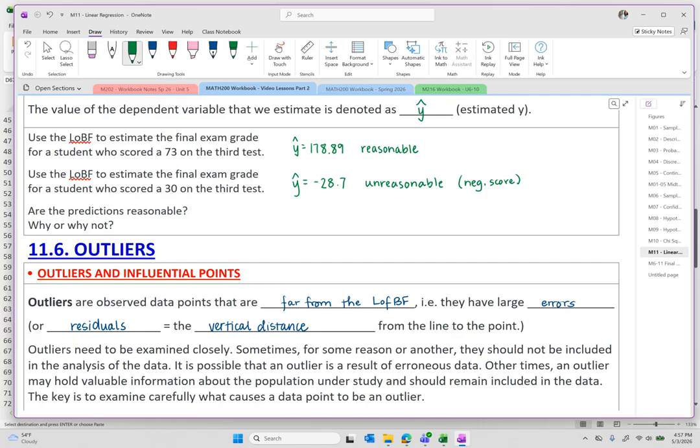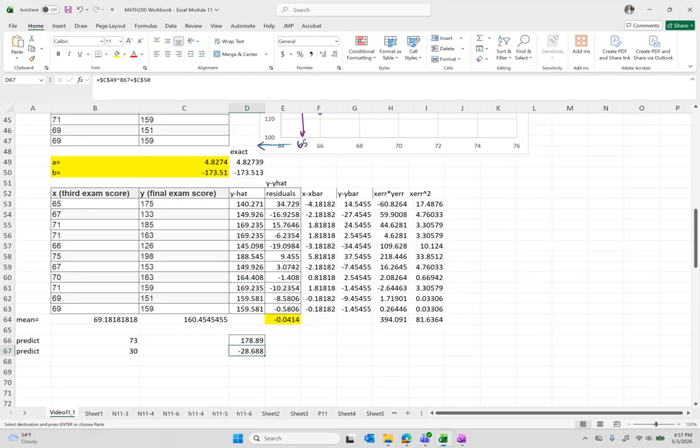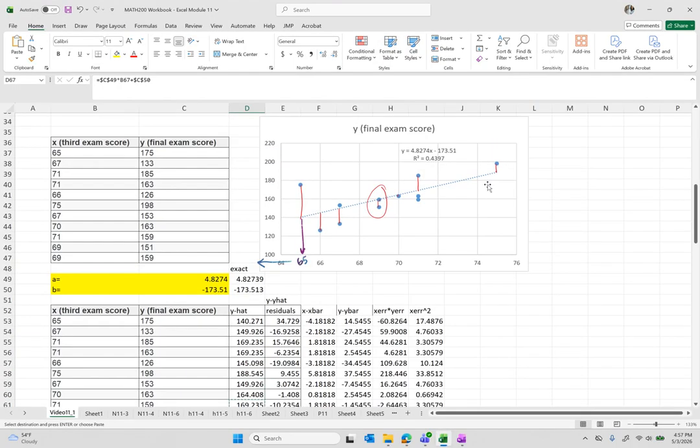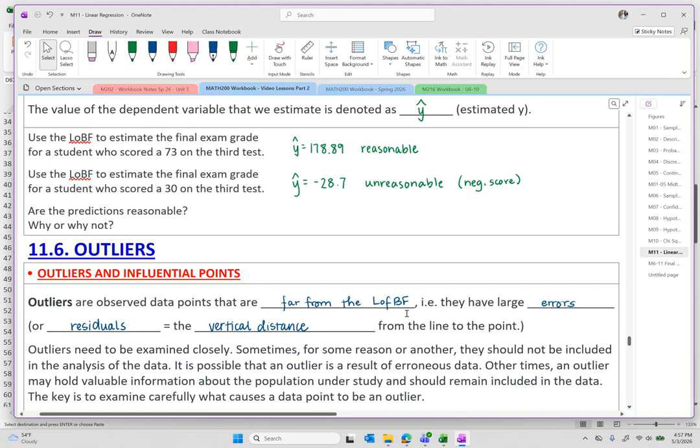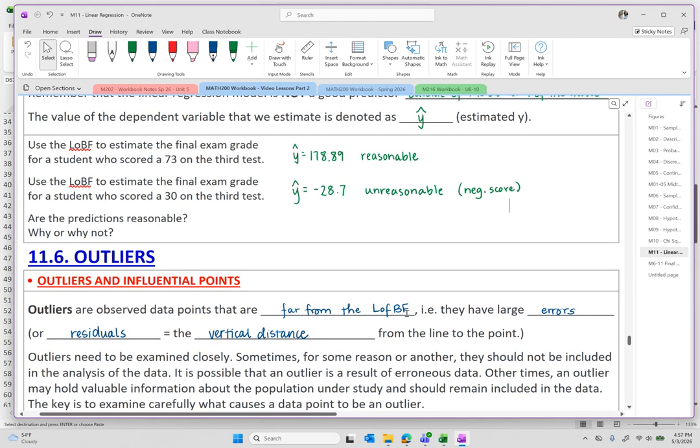So why did we get a not reasonable score? The line of best fit was trying to fit the data when x was from 65 to 75. When x is 30, which is all the way to the left, really far away from our data, this line doesn't fit the data anymore. So it continues in this direction, but the value x equal to 30 is too far. So extrapolation has to be considered carefully every time we are doing prediction.